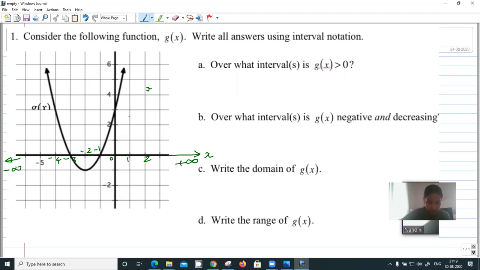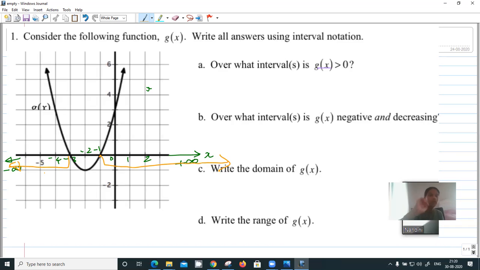So when you want the interval, it's the interval on the x-axis. When they say interval, it is an interval on the x-axis. So this portion is positive, right? Yes. And similarly, this portion also is positive.